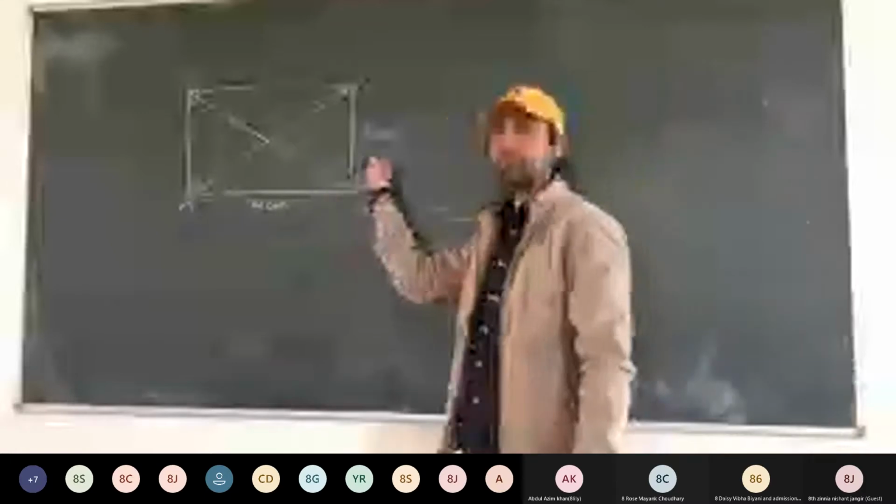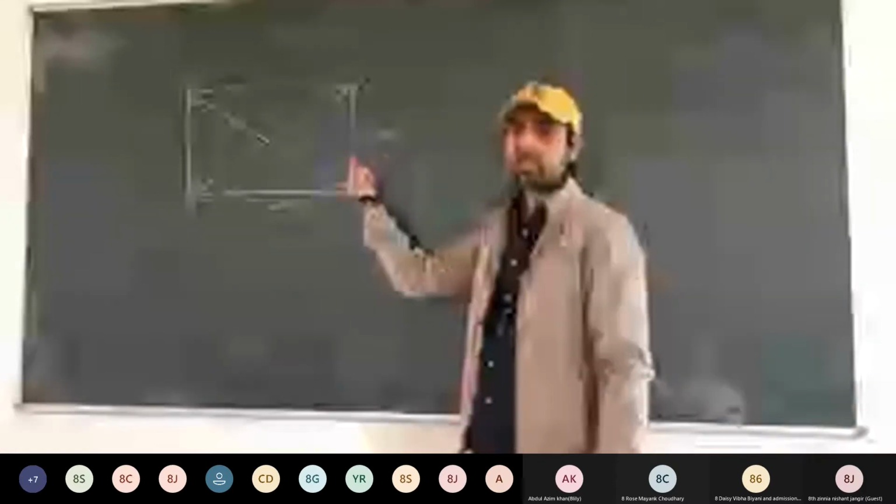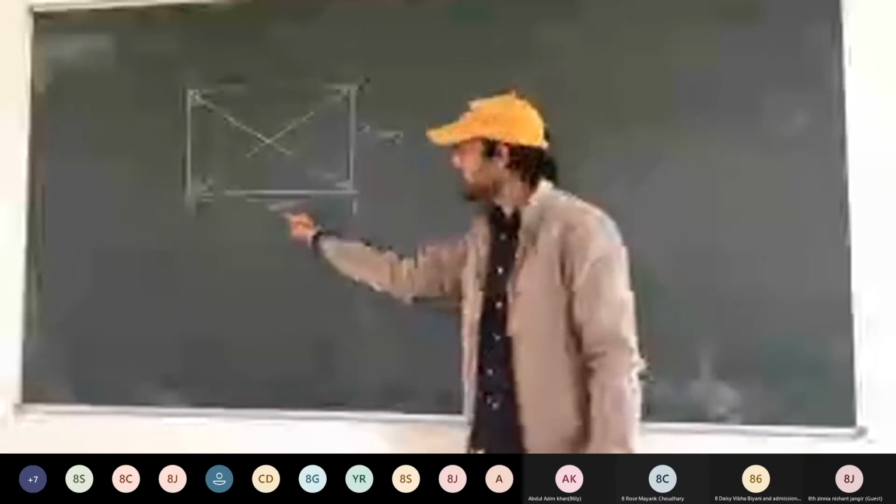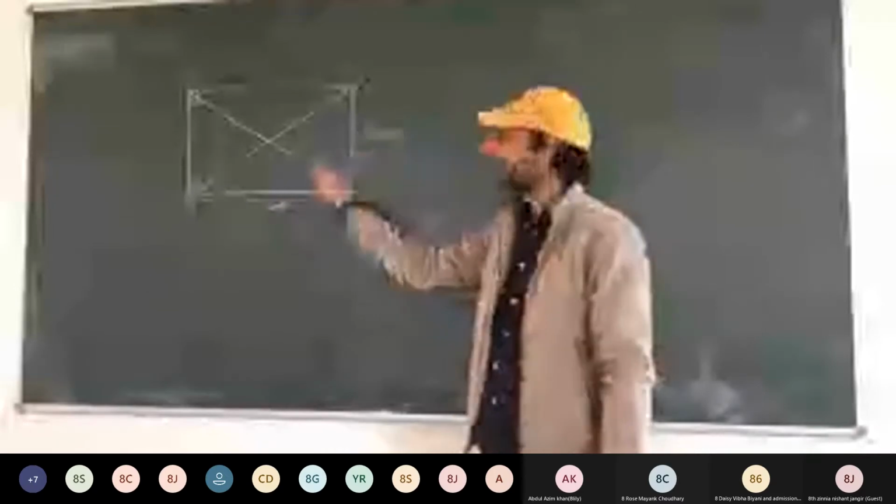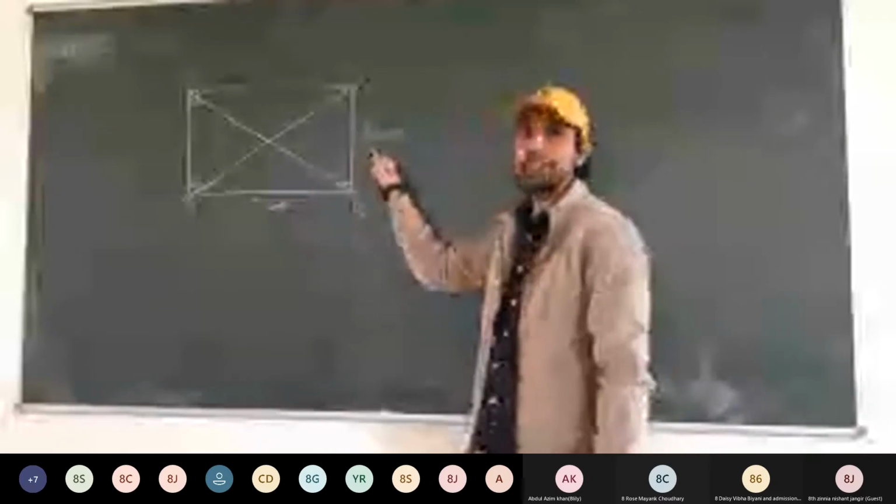Only two adjacent sides are given. That is AB equal to 4 centimeters, BC equal to 3 centimeters are given. So at what angle are they? 90 degrees. It doesn't have to be stated as perpendicular because they are already saying that we have to draw a rectangle. Rectangle means each angle is 90 degrees. So draw an angle of 90 degrees at B.